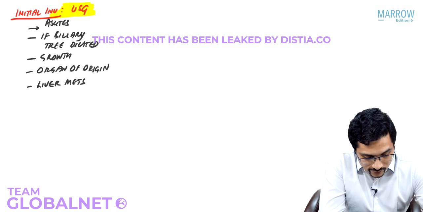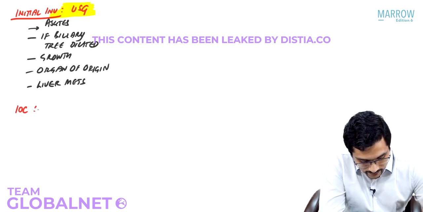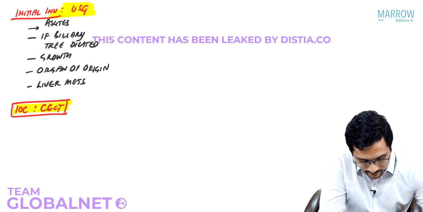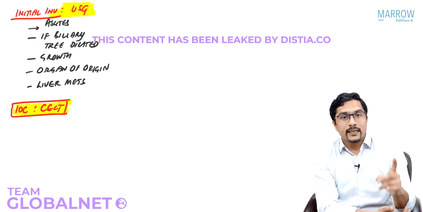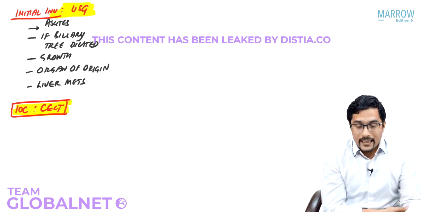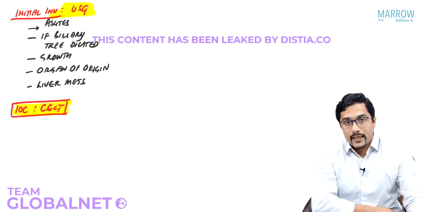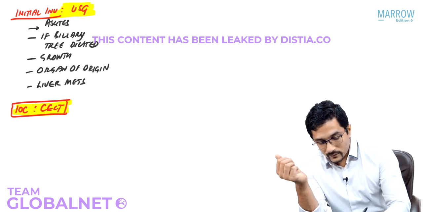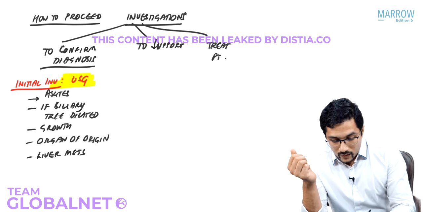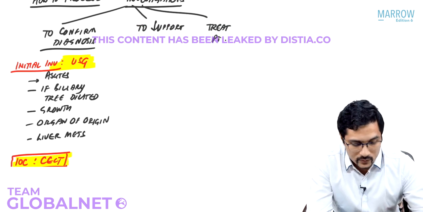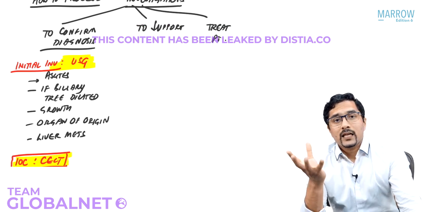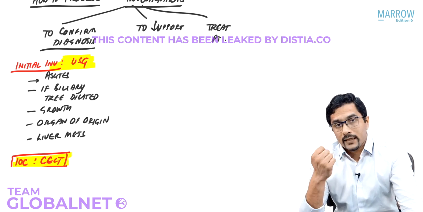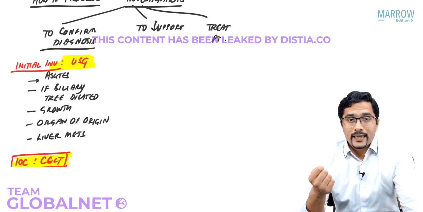The investigation of choice is a CECT with a pancreatic protocol. That is the investigation of choice. A contrast-enhanced CT scan with a pancreatic protocol is the investigation of choice, which will tell me about the lesion, right? Then to support the diagnosis, we need not get cytological evidence of this cancer. Even without that, even based on radiology, surgery can be done.